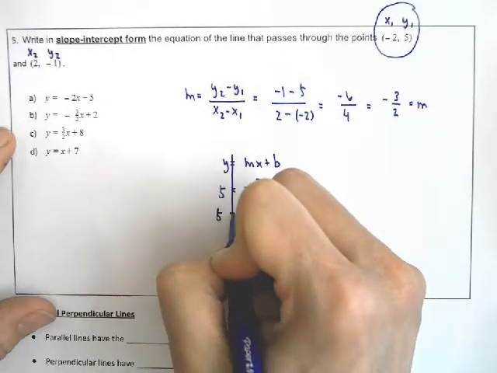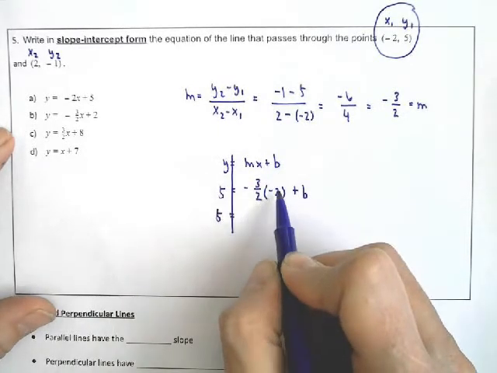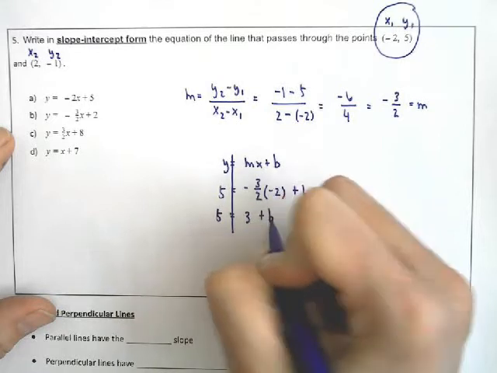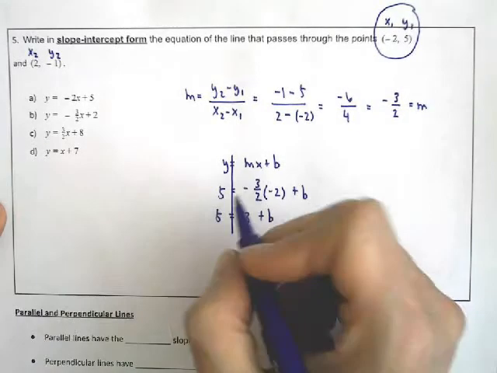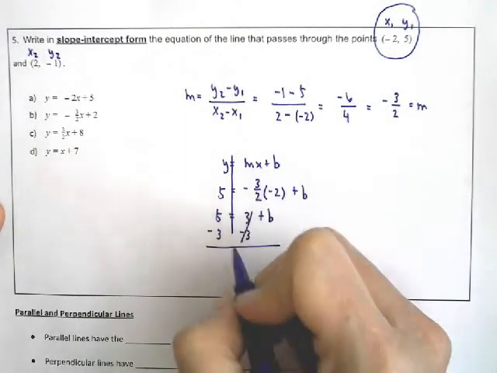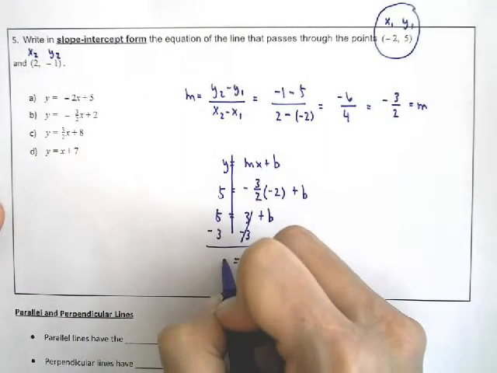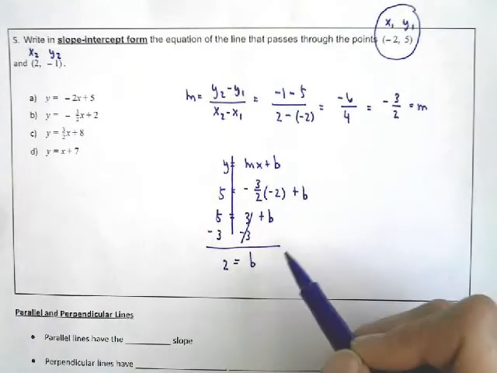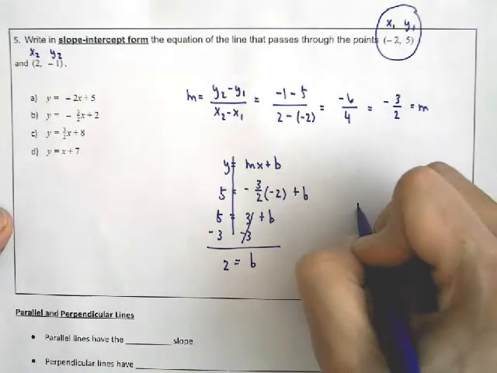So here, 5 just stays 5. Negative 3 over 2 times negative 2 is going to give me a positive 3, plus b. And now to get b by itself, I'm going to subtract 3 from both sides. And I get b is equal to 2. So now I have both the parts that I need. I have an m and I have a b, so I'm going to plug it in.